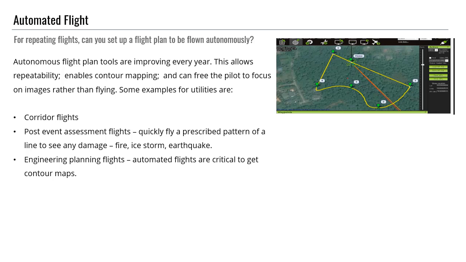Used mainly for mapping, autonomous flight plan tools are definitely improving every year. Now, this allows repeatability and it enables contour mapping, and can free the pilot to focus on images rather than flying. An example for the utilities are contour flights and post-event assessment, so you can quickly fly a specific pattern to see any damage, fire, ice storms, earthquakes, and so forth. Engineering flight plans are critical to obtain contour maps.